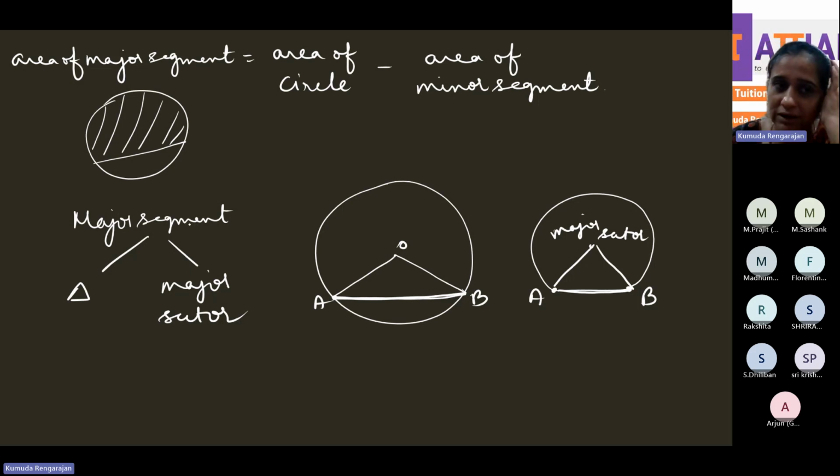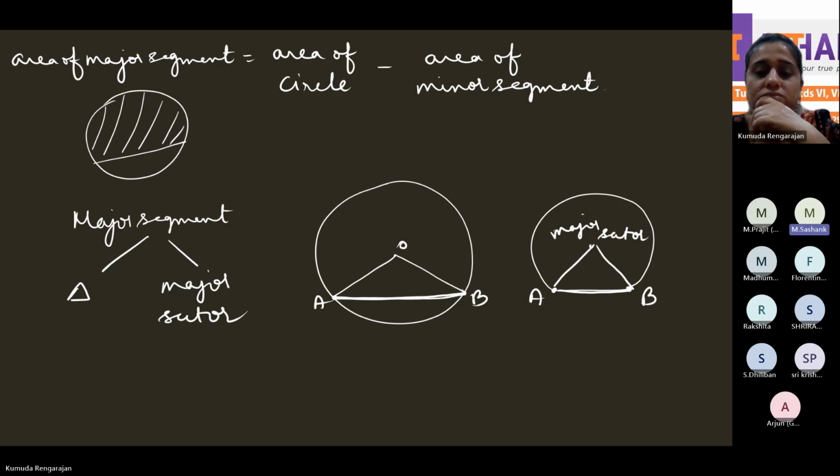If you want to find the area of the major segment, one way is what you see above: area of the major segment is the area of the circle minus the area of the minor segment. You can also find it like this: the area of the major segment is equal to the area of the triangle plus the area of the major sector, because these two make the major segment. Am I clear, children? Yes, ma'am. Okay.